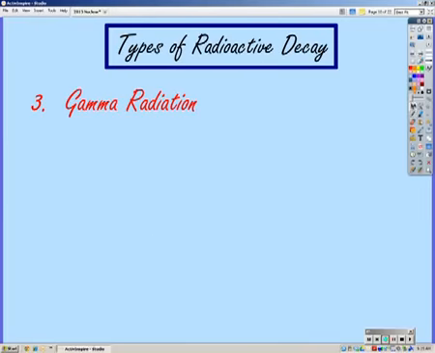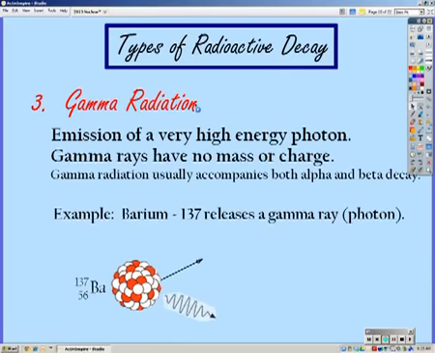Okay, our last type is gamma radiation. And gamma rays have no mass and no electrical charge. Therefore, the emission of gamma rays does not affect the atomic number or the mass number of an atom. Gamma radiation usually occurs with either alpha or beta, if not both other types of radiation.